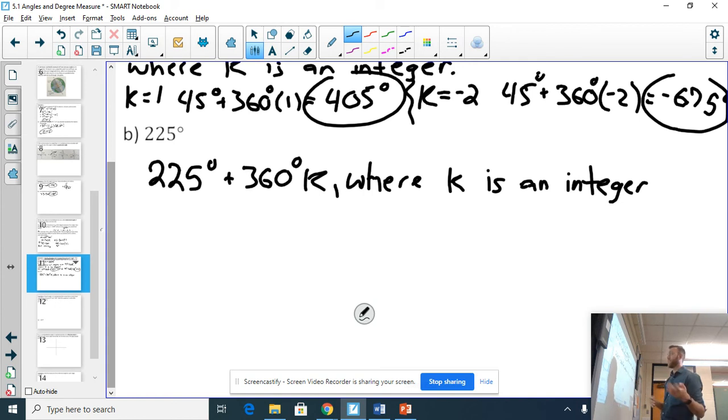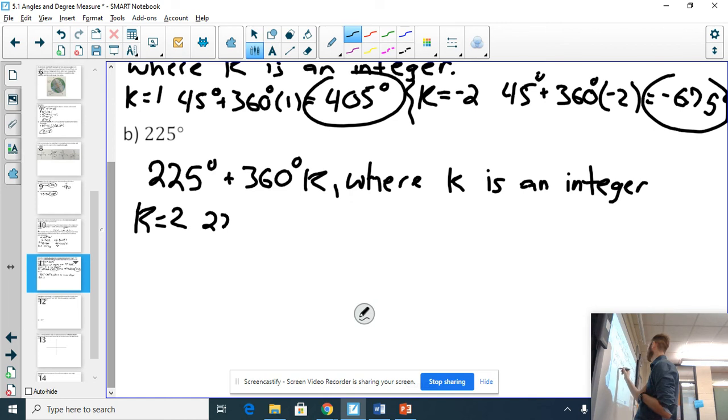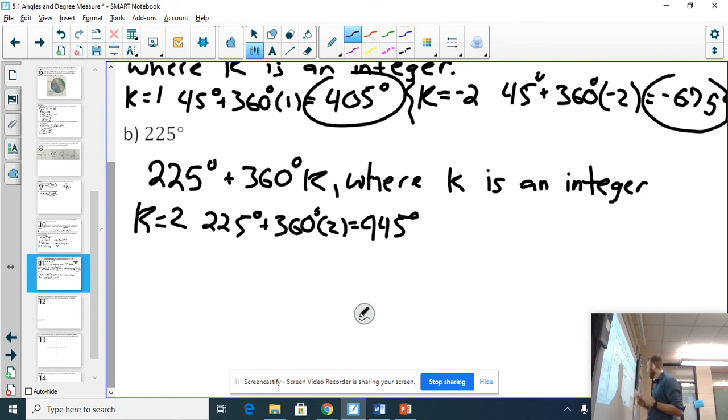And now to get a positive and a negative one, we could stick in whatever we want. For the positive, let's just pick k equals 2. That'll get us there, right? K equals 2, that's going to give us 225 degrees plus 360 degrees times 2, and that is going to give us 945 degrees, especially with adding 360 twice, which will get us back to the same spot, or adding 720.